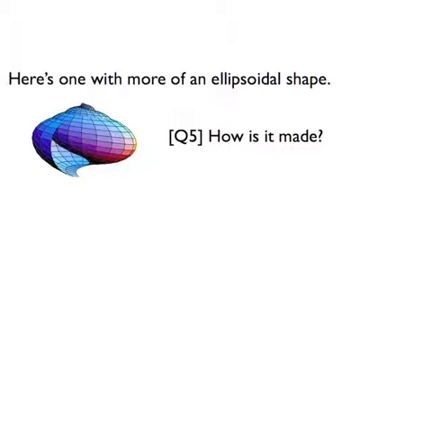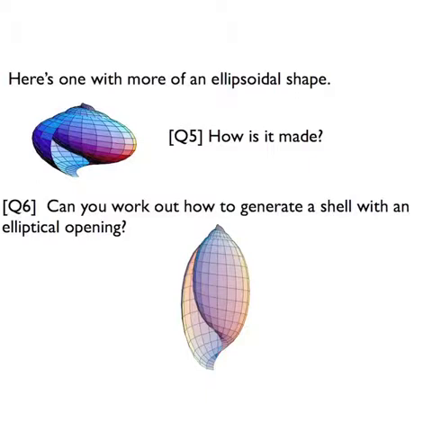Here's one with more of an ellipsoidal shape. How did I make it? Okay? Well, I just changed one of the curves I use. Okay? Here's one with a more elliptical opening. How did I make it? Well, I rotated an ellipse around my helical spiral.